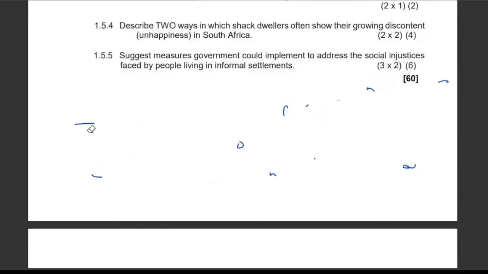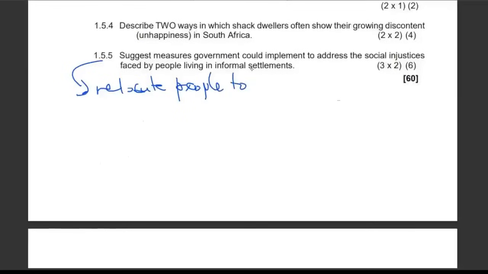We have seen that there are so many problems in the informal settlements. The people are exposed to a number of injustices, but now it is the duty of the government to find a solution to those injustices. What must the government do as a way of trying to solve the problem in the informal settlement? Right. We can talk of relocation of people, relocate people to decent houses.